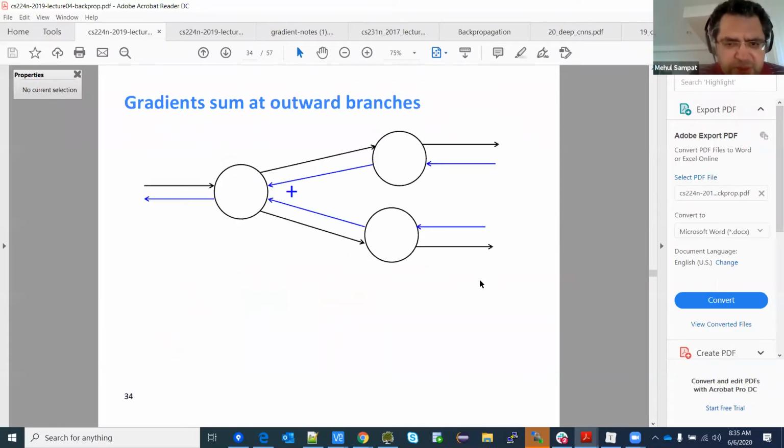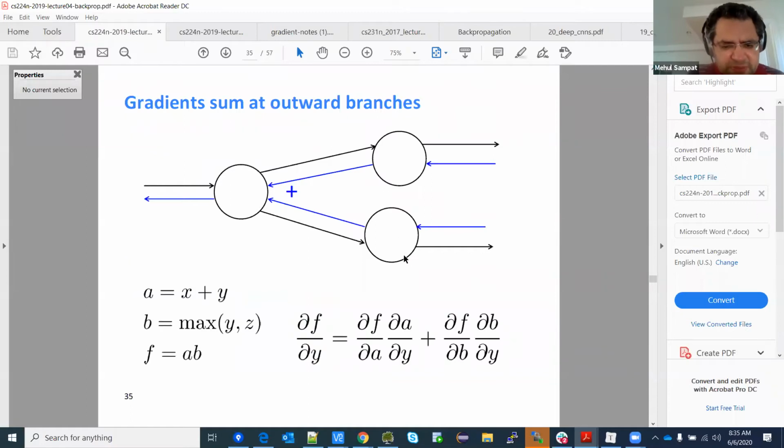Let me show you one. And this is one other notation that he adds, in the case of y, because y was going to 2 places, right?